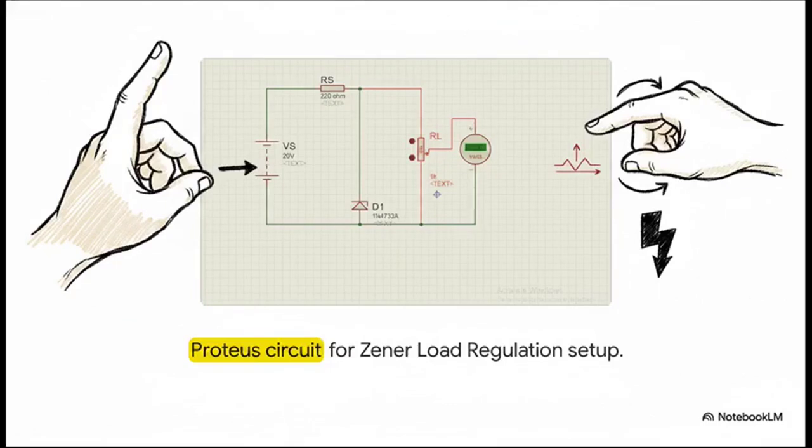This time, it's the exact opposite approach. We freeze the input voltage source at a constant 20 volts. But now, we actively adjust the load. We're twisting the dial on a rheostat, changing the load resistance just to see if the Zener can maintain that output voltage, even when the demand from the load is constantly fluctuating.